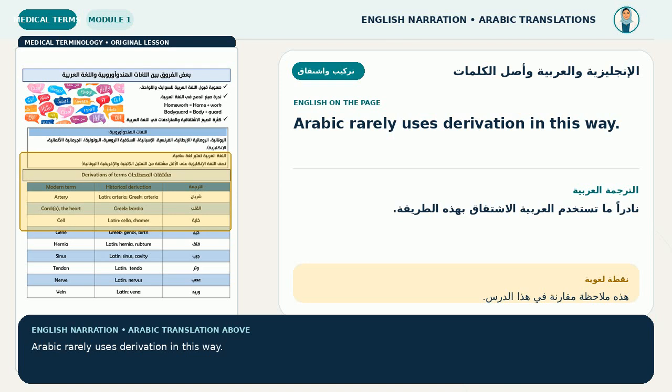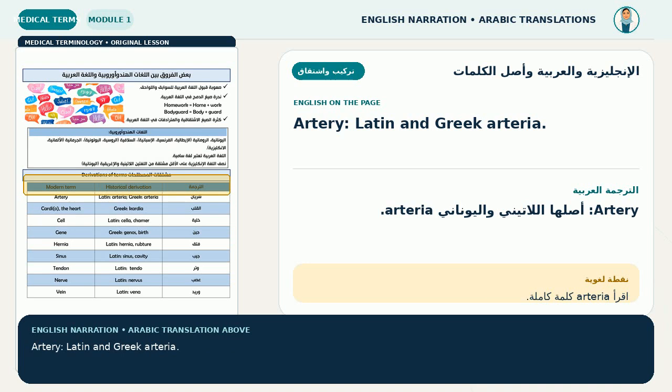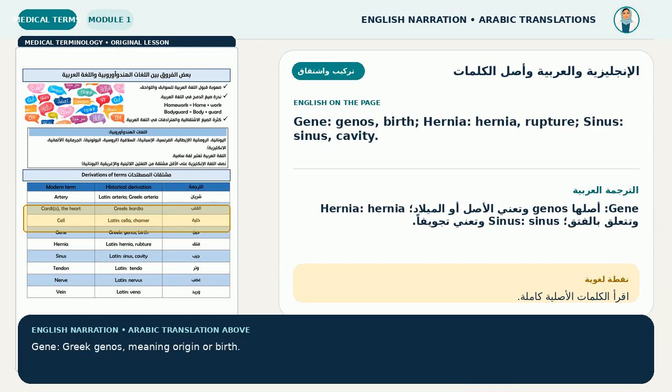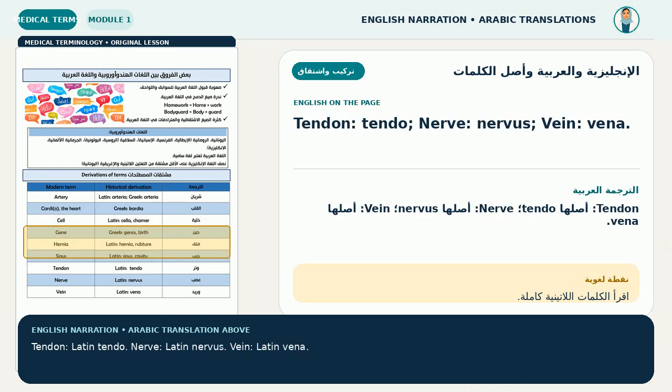Now read every entry in the historical derivation table as a complete word. Artery, Latin and Greek arteria. Cardi, Greek cardia, meaning heart. Cell, Latin cella, meaning a small chamber. Gene, Greek genos, meaning origin or birth. Hernia, Latin hernia, related to rupture. Sinus, Latin sinus, meaning a cavity.